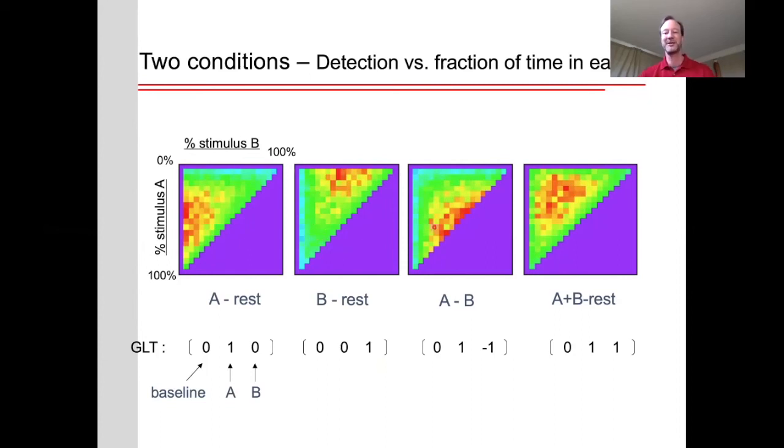Okay, so what if we're interested in the difference between task A and task B? In this case, the simulation would tell us to spend 50% of the time in task A, 50% of the time in task B, and no time at all in task C, the control condition. Or what if we're interested equally in task A, task B, and each compared to the control condition, in this case rest? Well, in that case it says maybe spend equal time in each, right? A third of the time in task A, a third of the time in B, and the rest in the resting state.